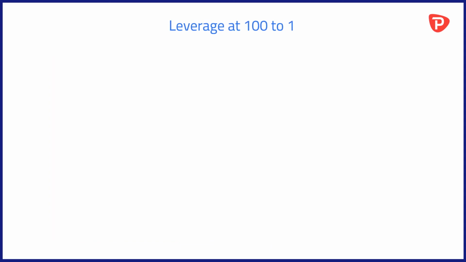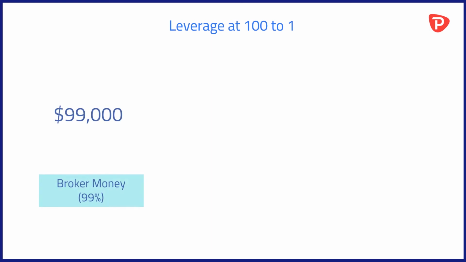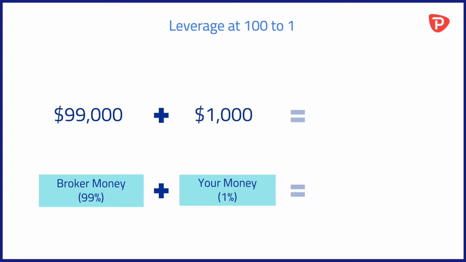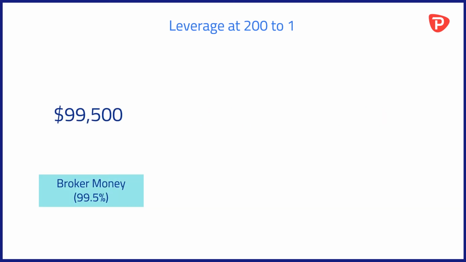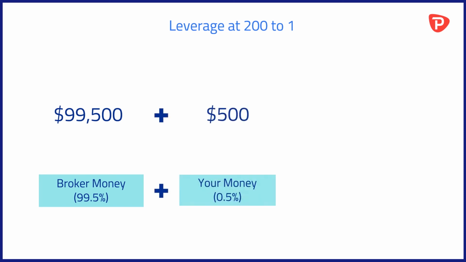At 100 to 1 leverage, $99,000 would be put up by the broker, and $1,000 would be required in your trading account to equal $100,000 market exposure. If we increase the leverage amount to 200 to 1, the broker would be putting up 99.5% of the money, or $99,500, and all that is required in your trading account would be $500, which would equal $100,000 exposure.